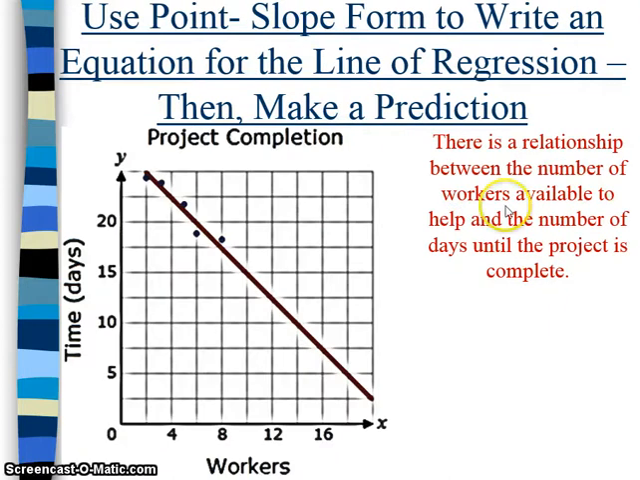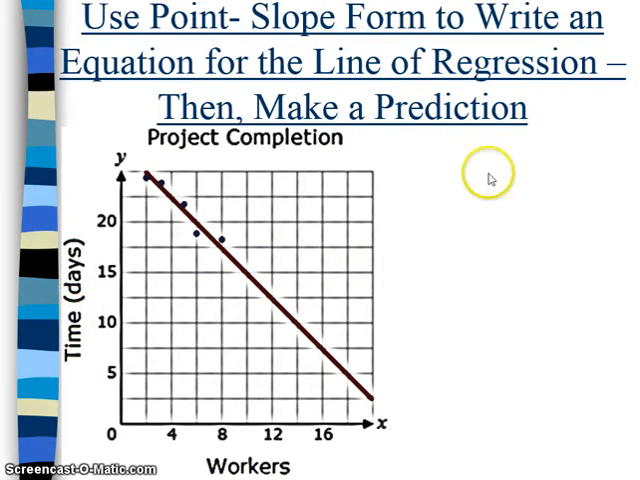Okay, now we're going to look at another example, but this one we're going to have to use point slope form. This graph is a scatter plot that shows the relationship between the number of workers available and the number of days it takes until the job is complete. Now, for this one, we're going to use option number 2. We're going to use point slope form.